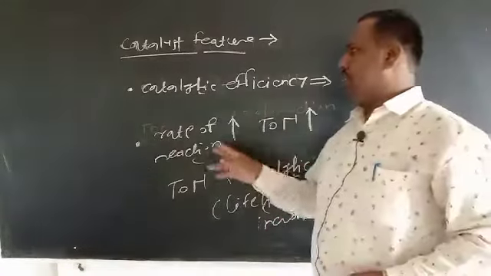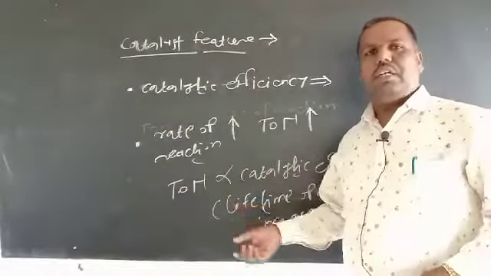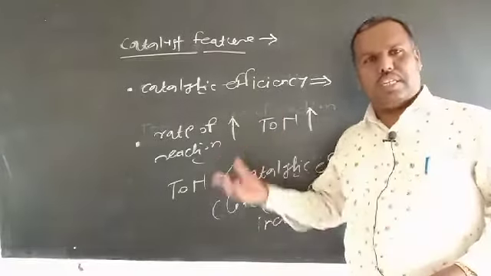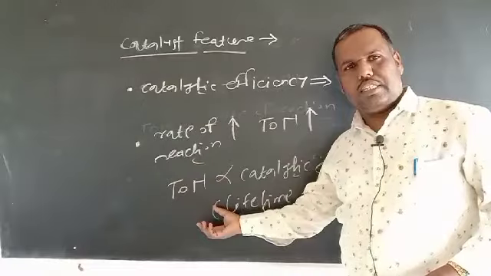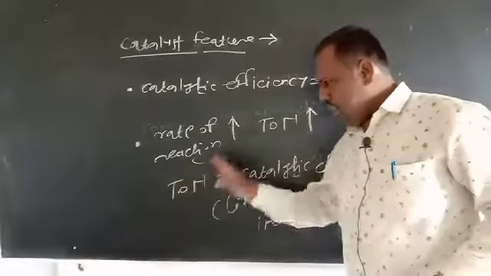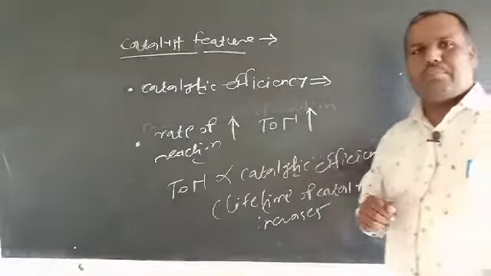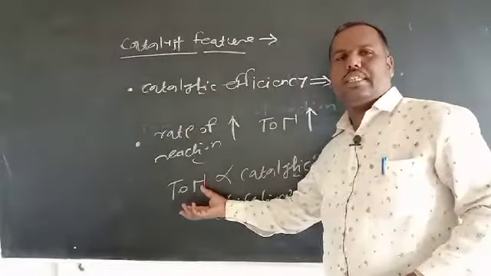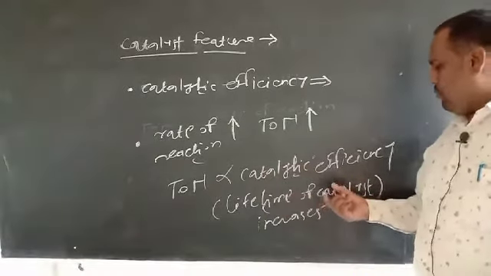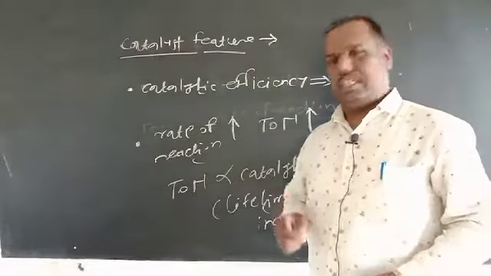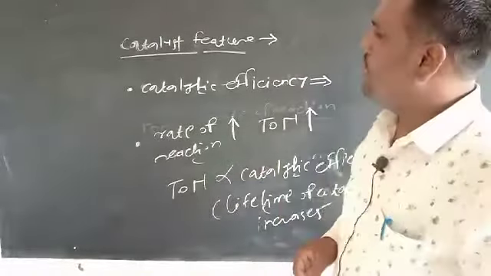So this is the first feature, that is catalytic efficiency. It is expressed in terms of turnover number. Turnover number is directly proportional to the rate of reaction. As rate of reaction increases, turnover number increases. Turnover number is also directly proportional to the catalytic efficiency. As turnover number increases, catalytic efficiency also increases, and the lifetime of the catalyst also increases. Therefore, the catalytic efficiency is an important feature of any catalyst.